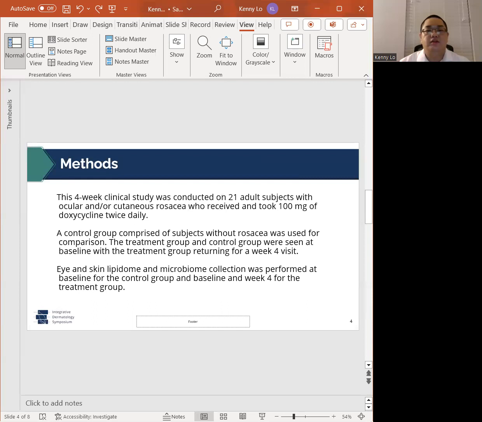This study was conducted on 21 adult patients with ocular and/or cutaneous rosacea who received and took 100 milligrams of doxycycline twice daily for 4 weeks. A control group comprised of subjects without rosacea was used for comparison. Both the control and treatment group were seen at baseline, with the treatment group returning for a week 4 visit. Eye and skin lipidome and microbiome collection was performed at baseline for the control and treatment group, and again for the treatment group at the week 4 visit.